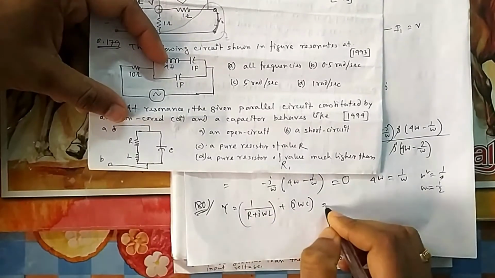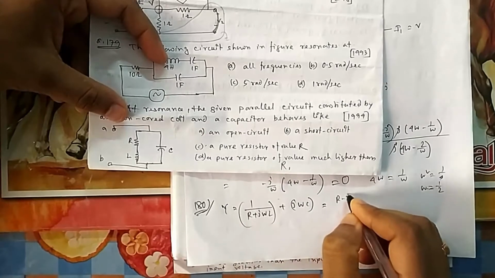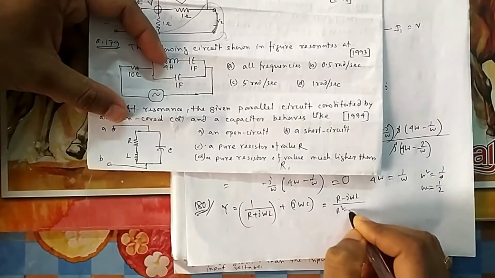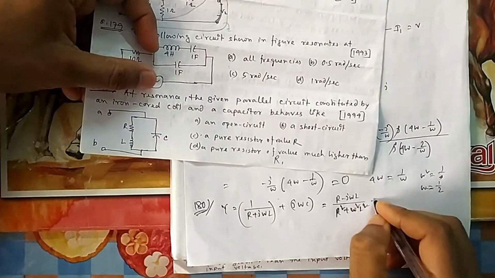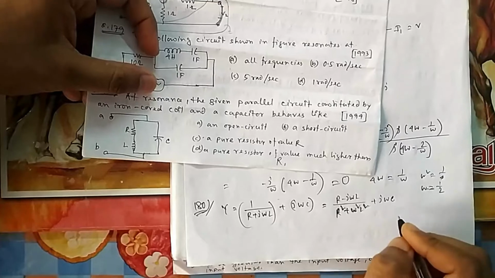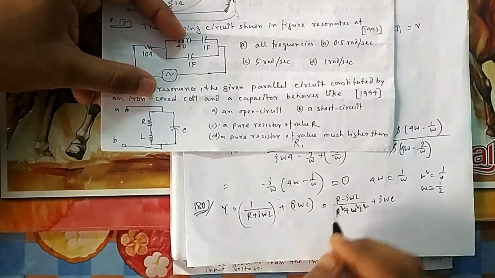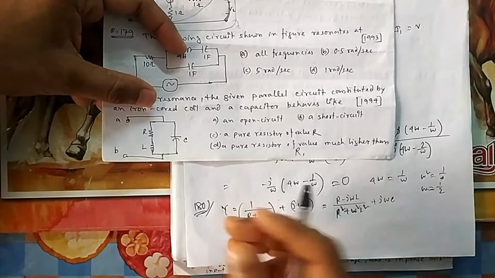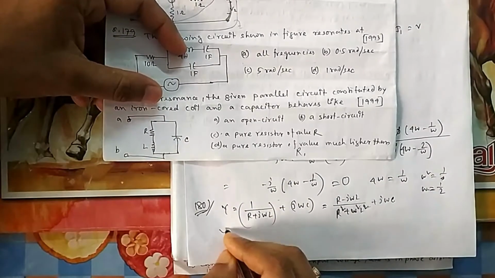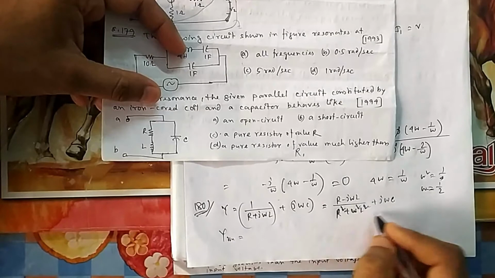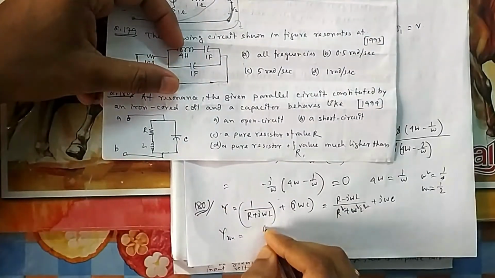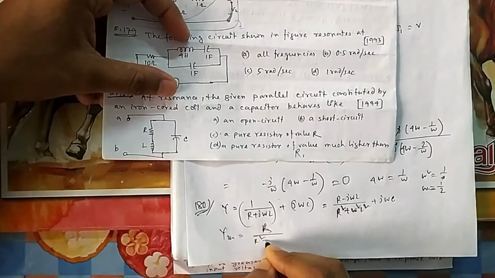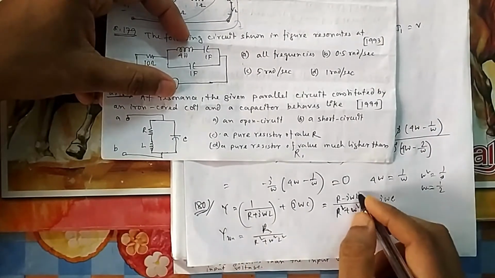Now to separate real and imaginary part, you will multiply by R minus j omega L, numerator and denominator, and it will be R square plus omega square L square, R square plus omega square L square, and then j omega c. So because it is at resonance, admittance will also have only a real part. Imaginary part will be 0. Because it is at resonance, your imaginary part will become 0. And what will be the value? Only real part will be there. So real part value will be R divided by R square plus omega square L square. This is the imaginary part. J part I am considering 0 because it is at resonance.